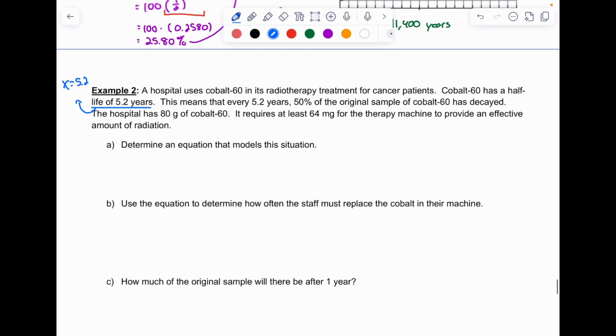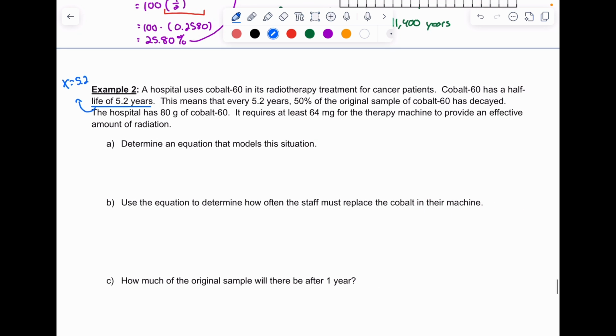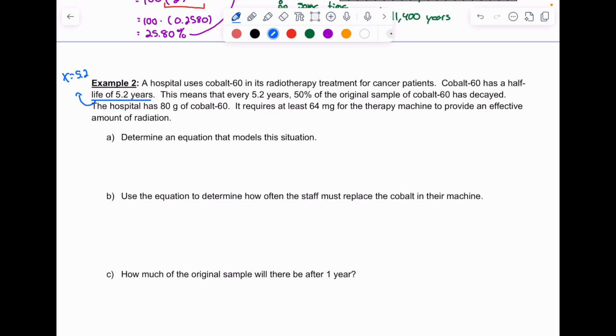This means that every 5.2 years, 50% of the original sample, so 50%, like half-life. You can also get that from the half-life problem. This tells you that your rate or your base is 1/2, right? So this means that every 5.2 years, 50% of the original sample of cobalt 60 has decayed.